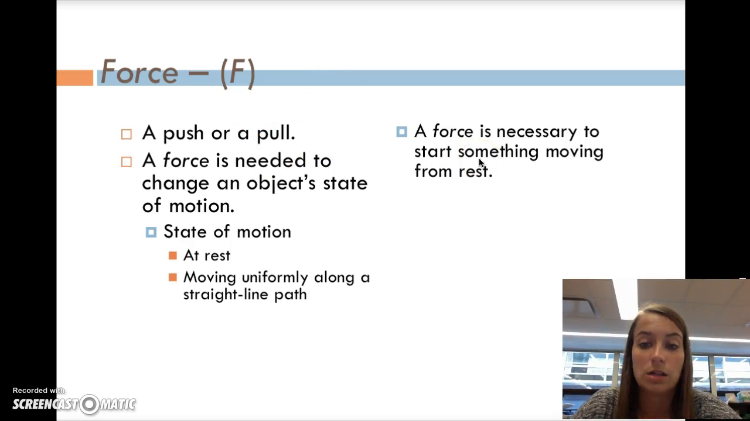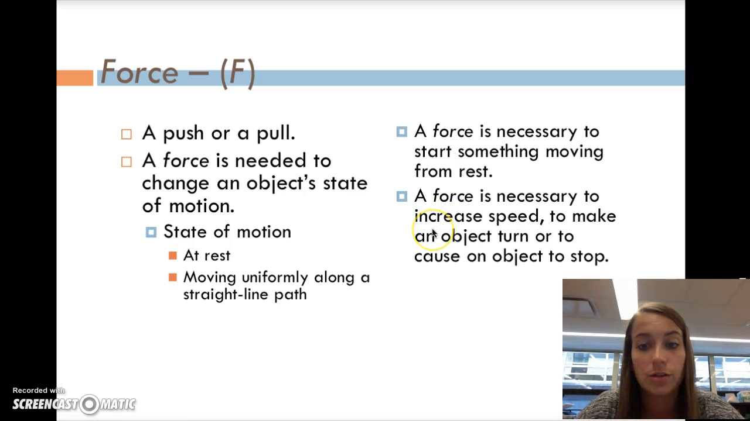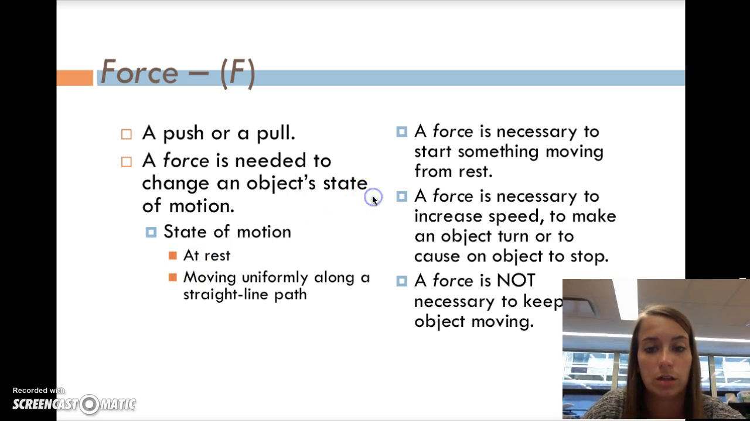Okay, a force is necessary to start something moving from rest. It's also necessary to increase speed, to make an object turn, or to cause an object to stop. Okay, so again, we're just changing that state of motion. A force is not necessary to keep an object moving. Okay, so hopefully you're filling in your packet. Remember, if I'm going too fast on these videos, the best part is you can always pause and fill in your blanks and then press play and pick up with me again.